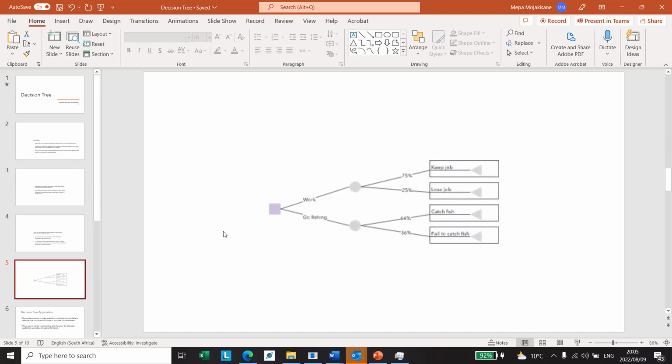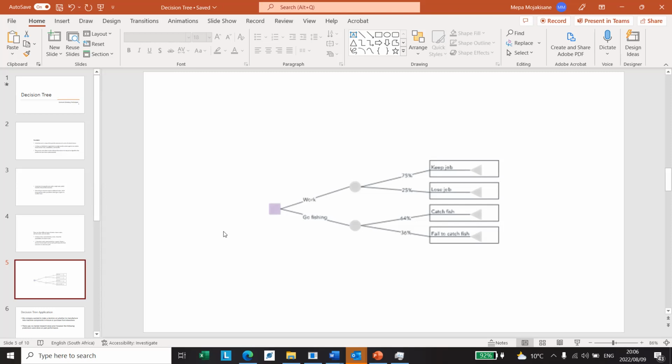Now you can use a decision tree to help you analyze the situation before you, and then decide on whether you want to go fishing or you want to go to work. Now, you have to draw a decision tree.